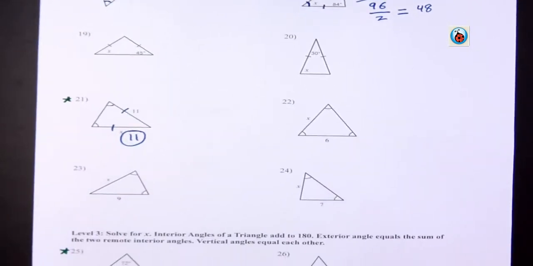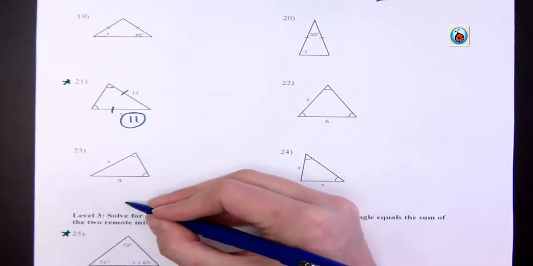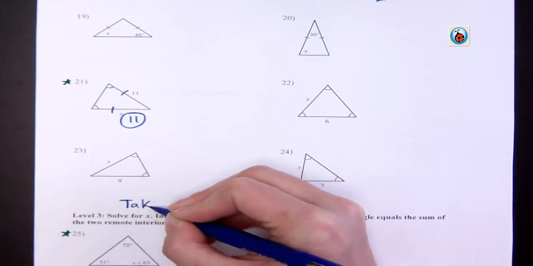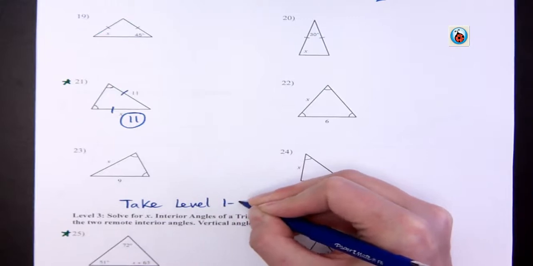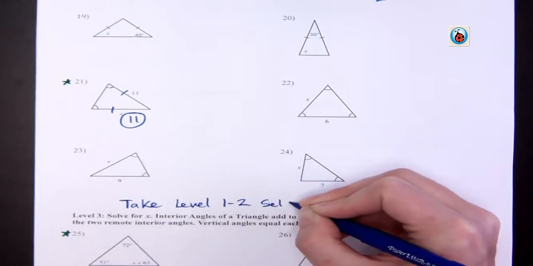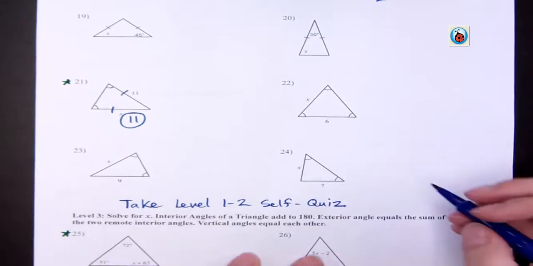Alright, so that is the end of our level 2. This is where level 3 starts. So you want to take your level 1 through 2 self-quiz now before moving on, okay?